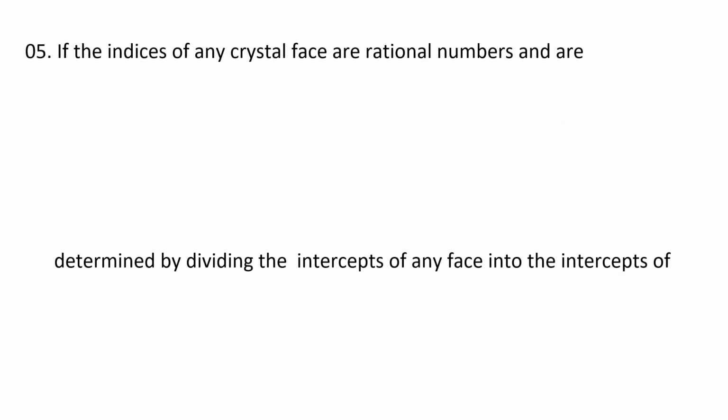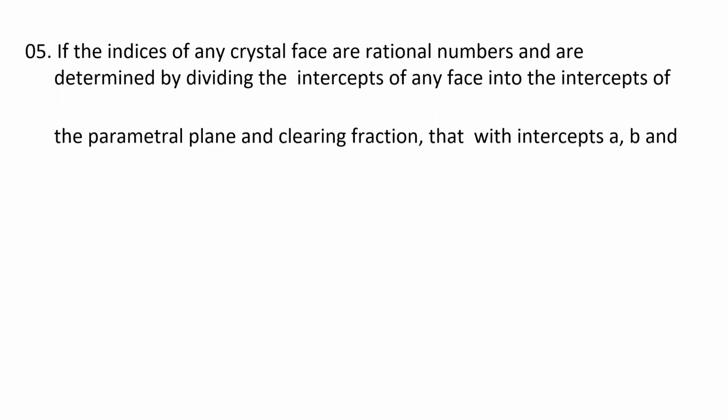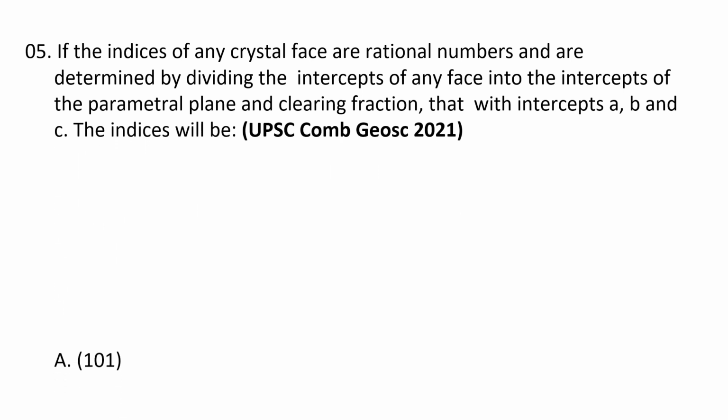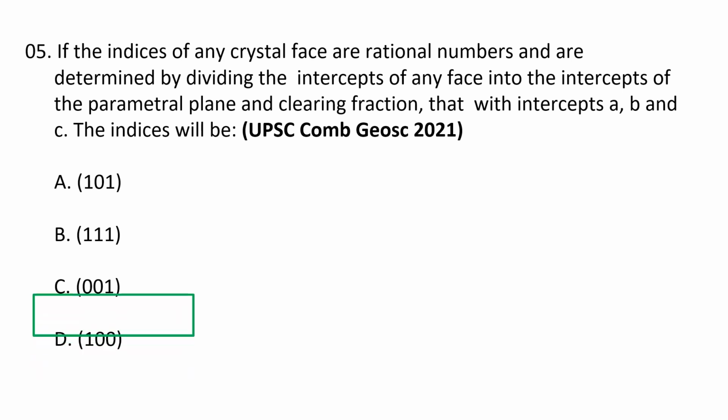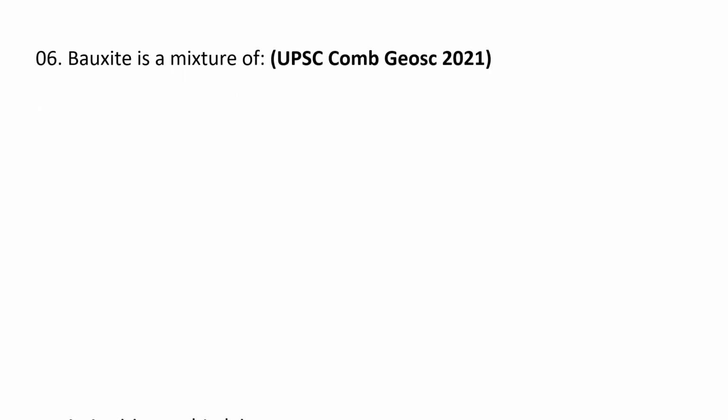If the indices of any crystal phase are rational numbers and are determined by dividing the intercepts of any phase into the intercepts of the parametral plane and clearing fractions, which intercepts A, B and C, then the indices will be: A, 101; B, 111; C, 001; and D, 100. So the correct answer is B, 111.